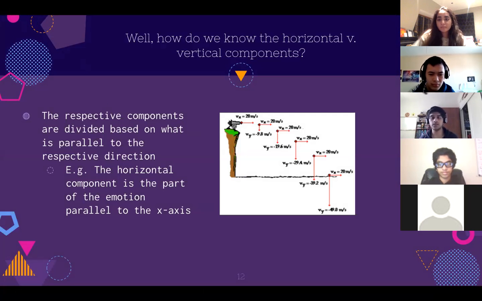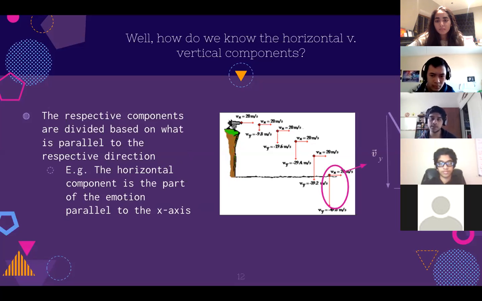All right, so when we're talking about horizontal and vertical components, basically we're trying to discuss what is parallel to which direction. For example, the horizontal component is the part of the motion that's parallel to the x-axis. In this diagram, you can see a cannonball being launched from a cannon, and the initial velocity is parallel to the x-axis, right? You can see that it's parallel to the ground, and the ground in this case is horizontal.